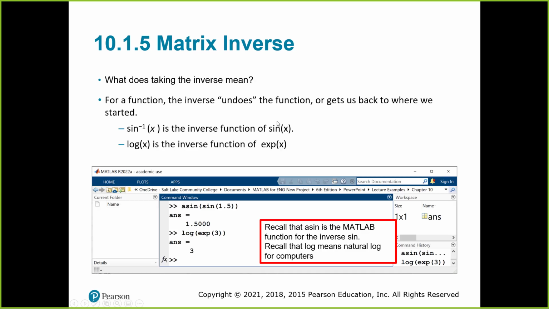So yeah, cool. Inverse matrix. What does taking the inverse mean? Your basic mathematics, if you consider the inverse, like the inverse sine, it just means that you're going to undo the sine and find out what the angle was that gave you the resultant of the value which you're trying to take the inverse sine of.